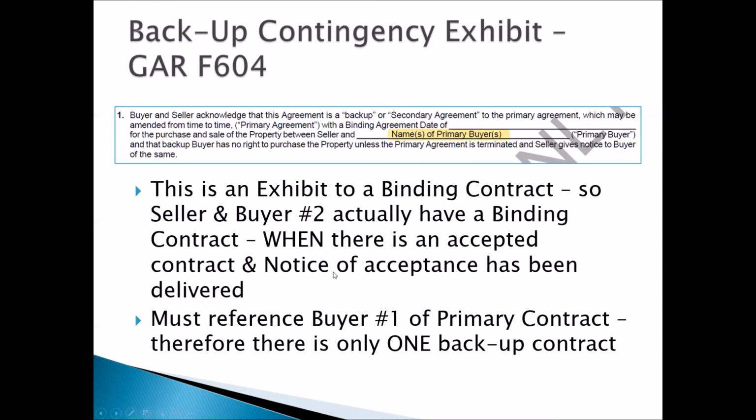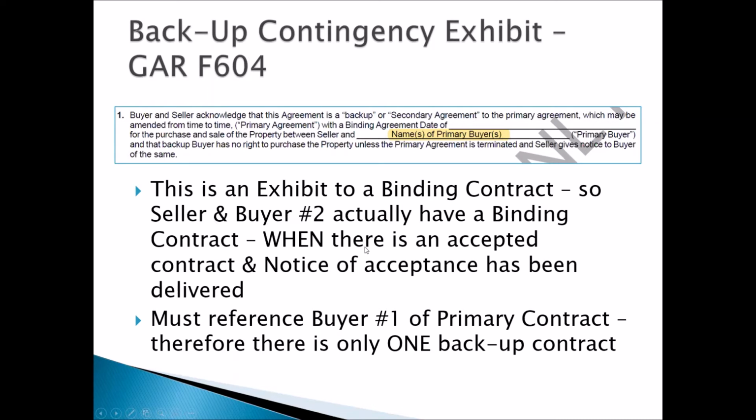Okay, so back up, and you buyers agents, if you are working with buyers and you can't find properties, you definitely want to search that status, not just active, but active under contract. Okay, moving on to the backup contingency exhibit. So basically, this is an exhibit to a binding contract so that the seller and buyer number 2 actually have a binding contract.